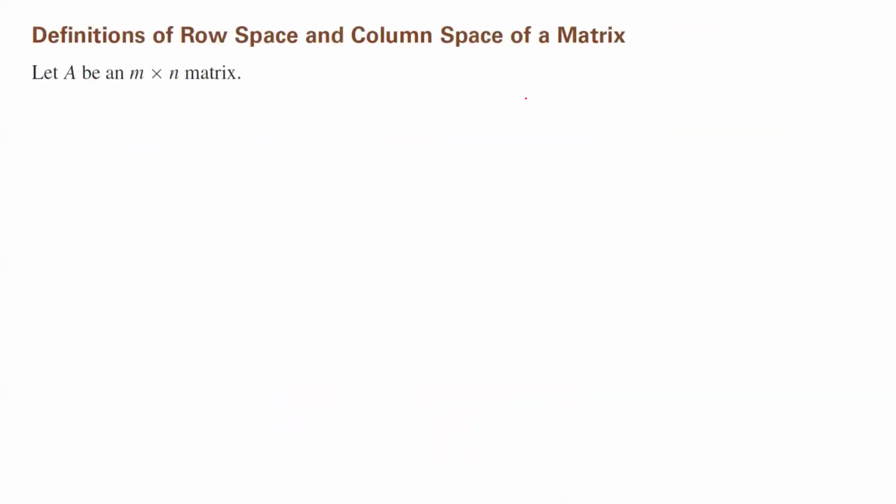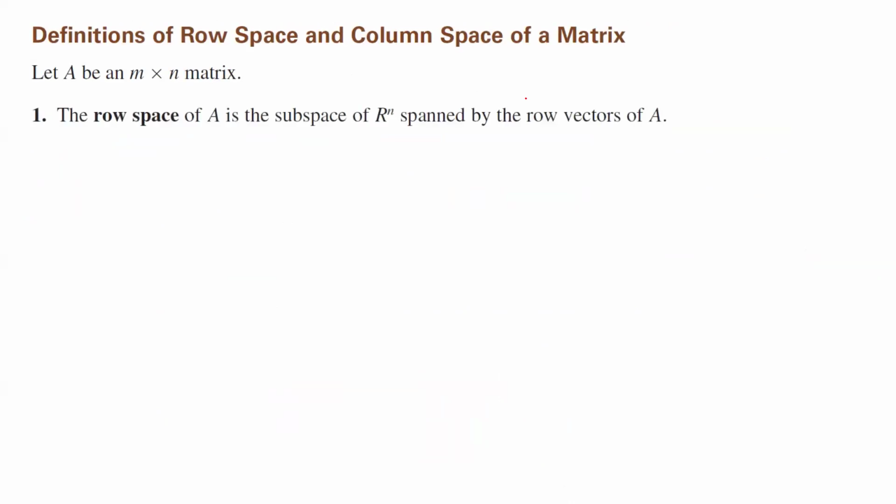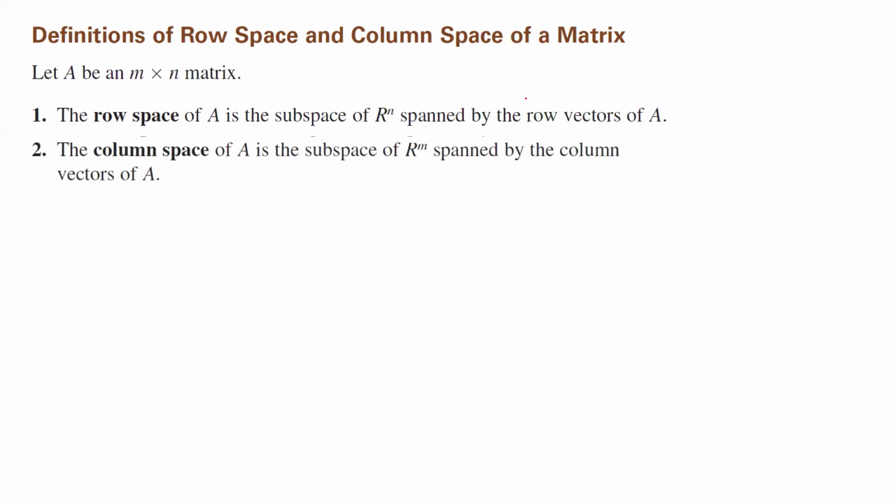So why is it useful for us? If you have an m by n matrix, then the row space of A is a subspace of n-space. It is spanned by the row vectors. You can also define the column space. The column space of matrix A is the subspace of m-space, which is spanned by the column vectors of A.